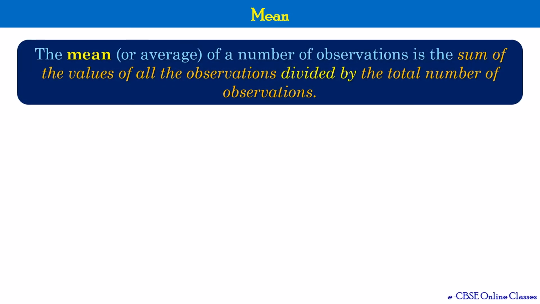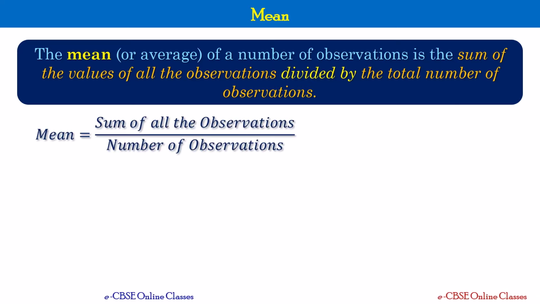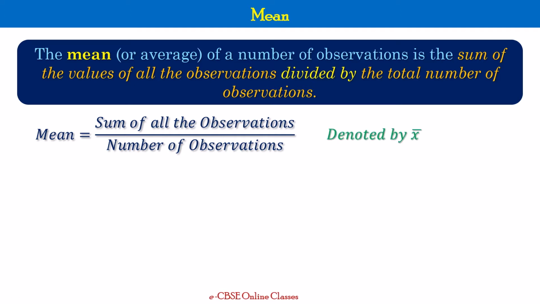Let's start with mean. Okay, the definition says the mean or average of a number of observations is the sum of the values of all the observations divided by the total number of observations. So the formula is mean equal to sum of all observations divided by number of observations, right? And it is written as x with a bar on top of it and is called x bar.